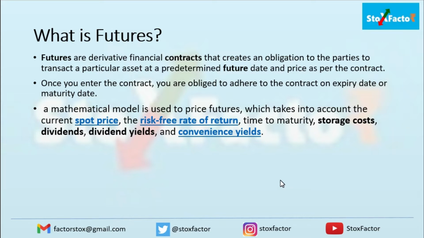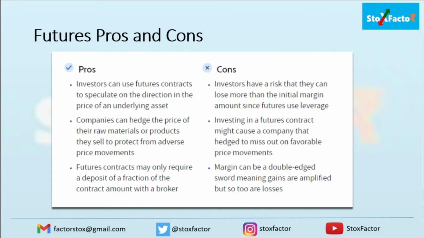Now friends, after having covered this particular definition of futures, let's switch to the pros and cons of buying a future or selling a future in the market. So what are the pros? The pro is that investors can use future contracts to speculate on the direction of the price of an underlying asset. That underlying asset, we are talking about the stocks or the index which are tradable in the NSE market. So you already know about the derivative segment. So we are talking about equities and the derivatives of equities.